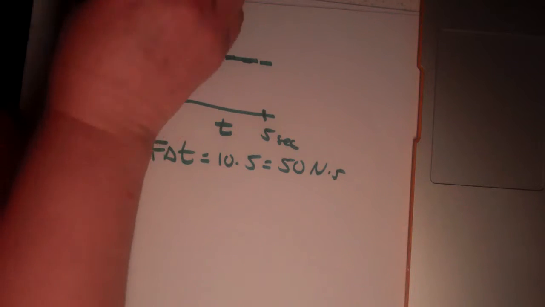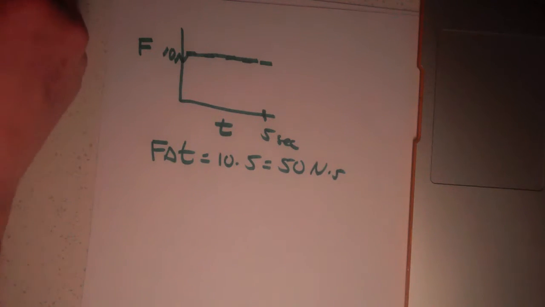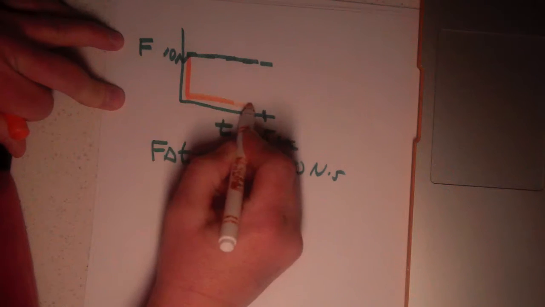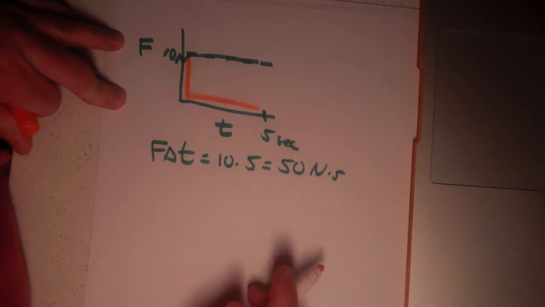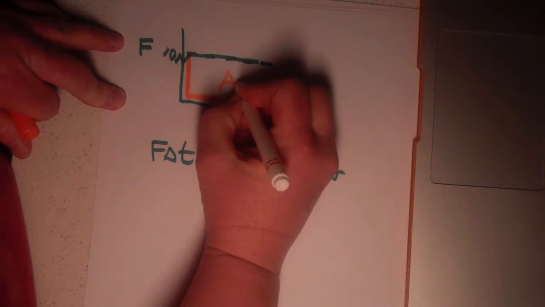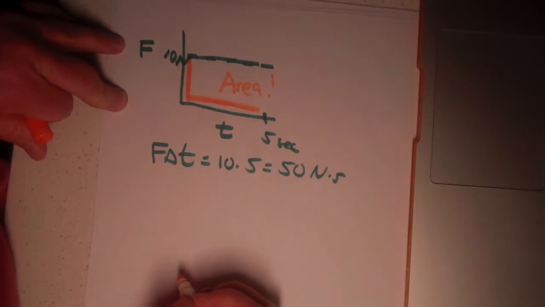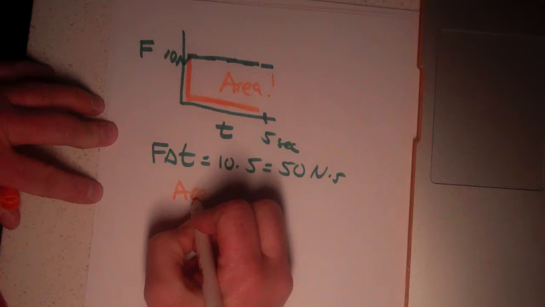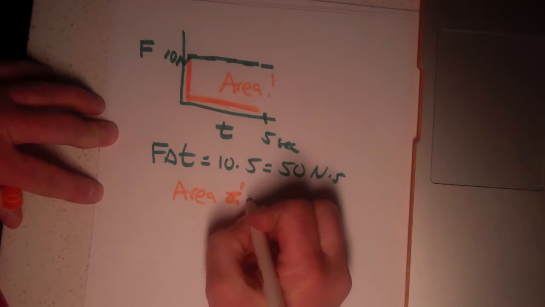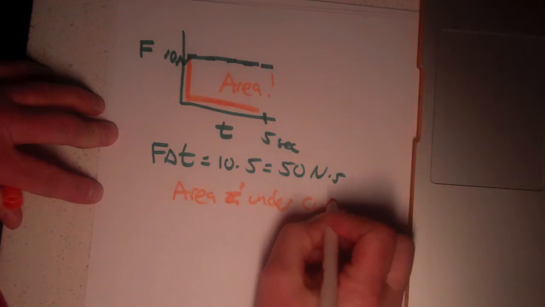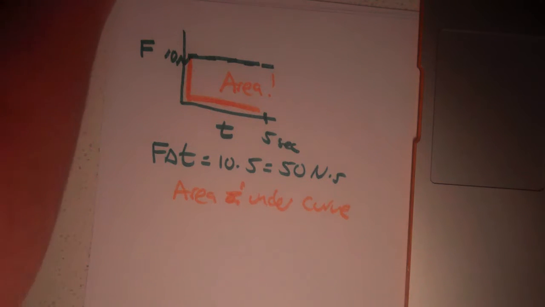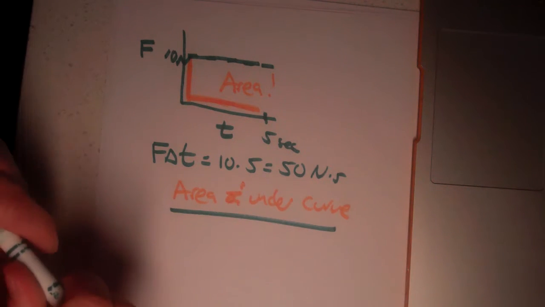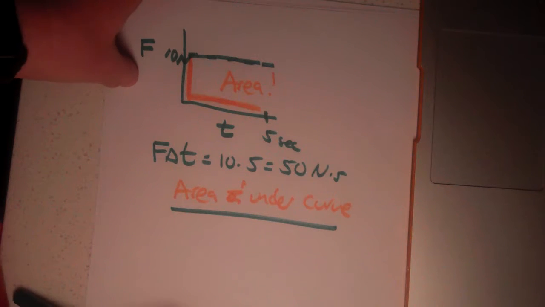But look at it a different way. What did I just do? I took the length times the width. And length times width is the area. So another way of finding impulse is to use the area under the curve. So if we have a force versus time graph, you can use the area under the curve to get the impulse.